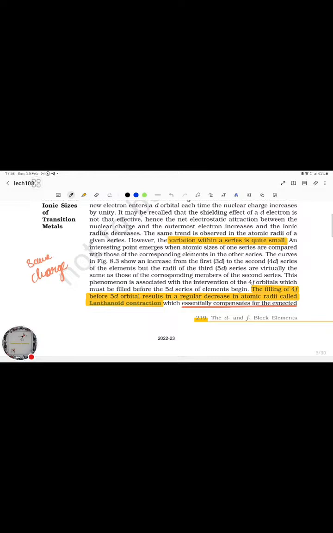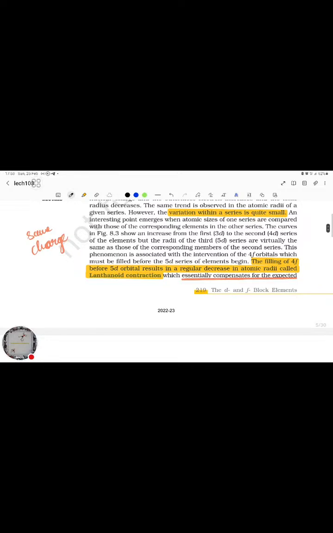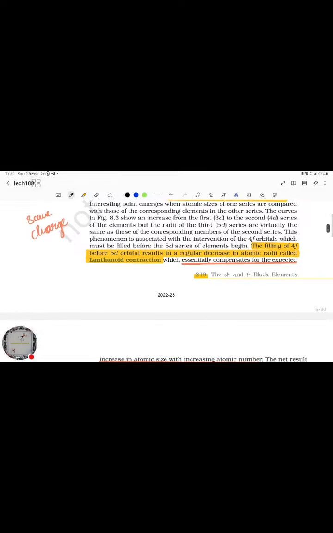So an interesting point emerges when atomic sizes of one series are compared with those of the corresponding elements in the other series. The curves in figure 8.3 show an increase from the first to the second series of the elements, but the radii of the third series are virtually the same as those of the corresponding members of the second series. This phenomenon is associated with the intervention of the 4f orbital, which must be filled before the 5d series of the elements begin. The filling of 4f before the 5d orbital results in a regular decrease in the atomic radii called the lanthanide contraction, which essentially compensates for the expected increase in the atomic size with increasing atomic number.